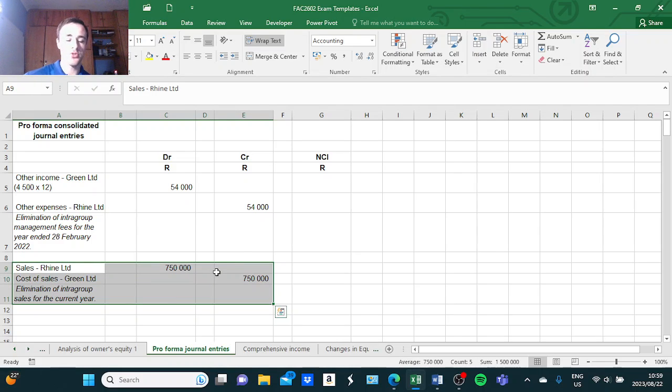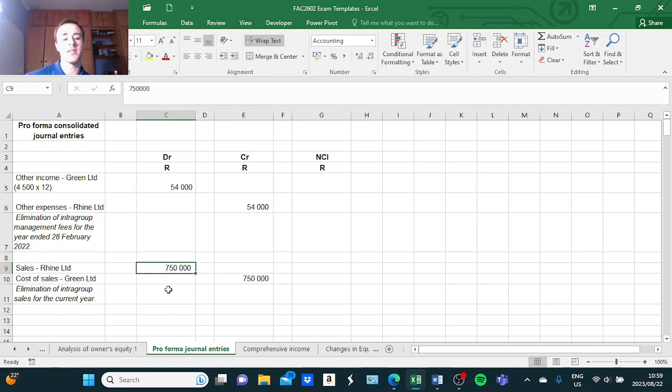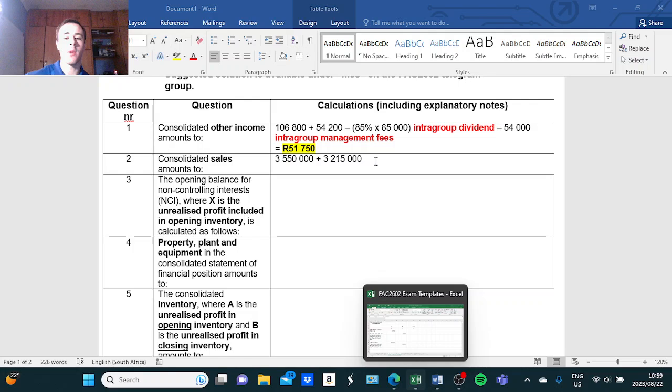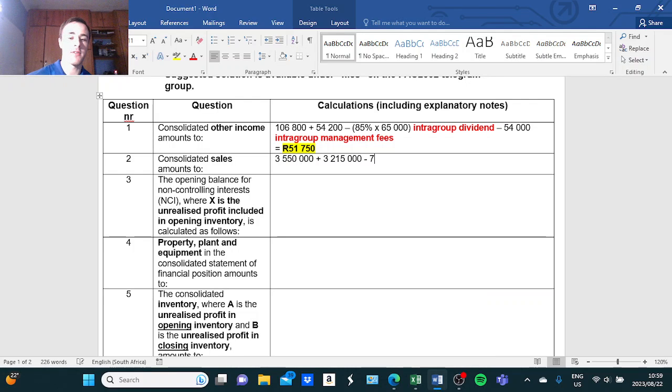So that is the journal entry that you will draft to eliminate intergroup sales for the current year. As you can see, since we are debiting sales for the subsidiary, this will be shown as a negative adjustment in our calculation. So therefore we will subtract 750,000, which represents intergroup sales for the current year.